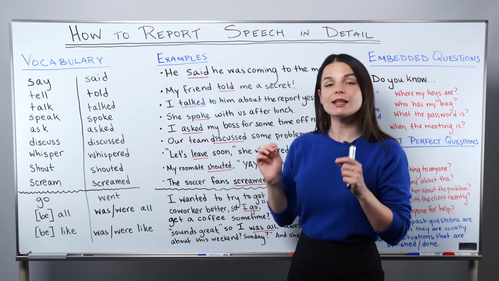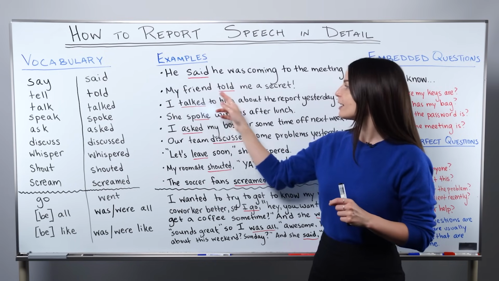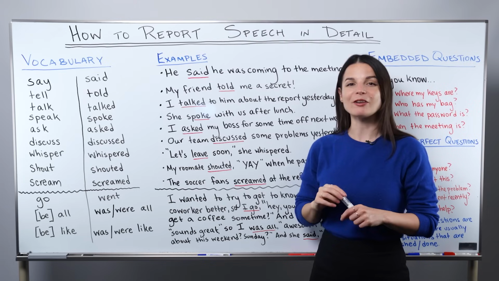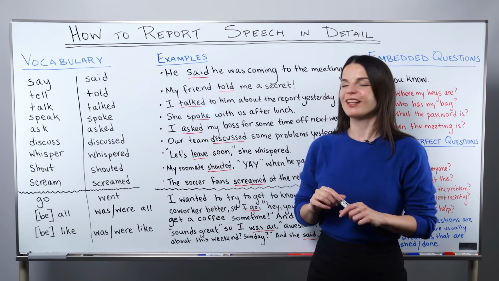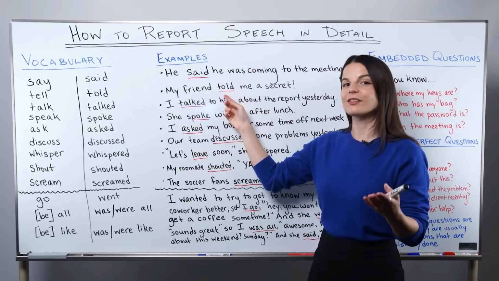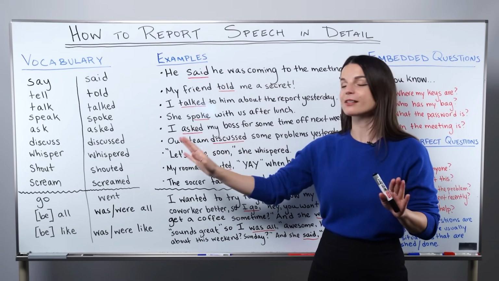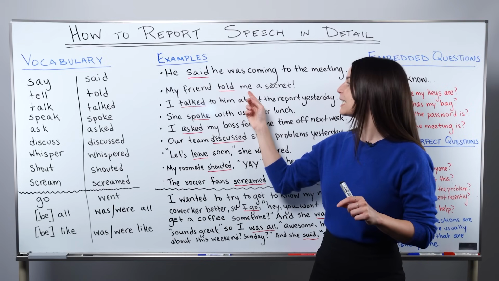So let's look at an example sentence that uses tell. My friend told me a secret. So here we have, again, past tense: my friend told me a secret. This expresses that this situation is finished. This is done in the past.